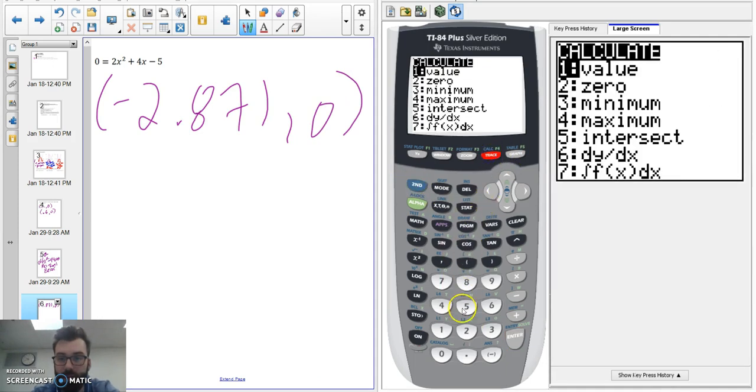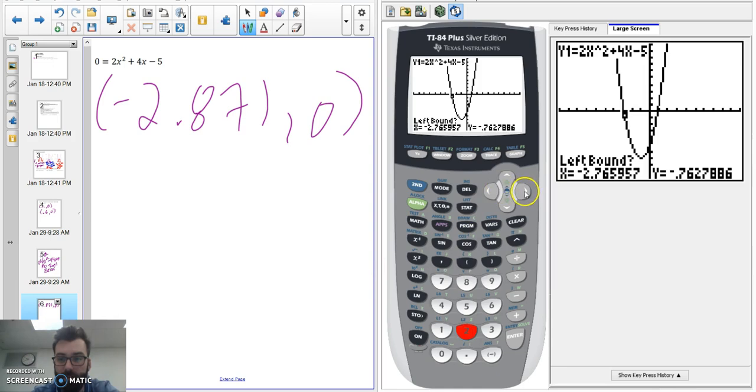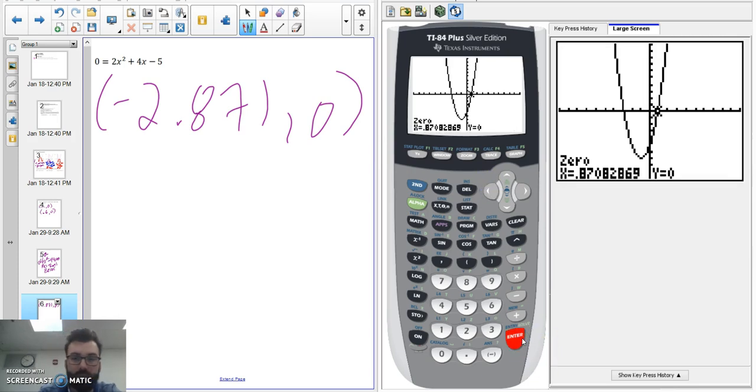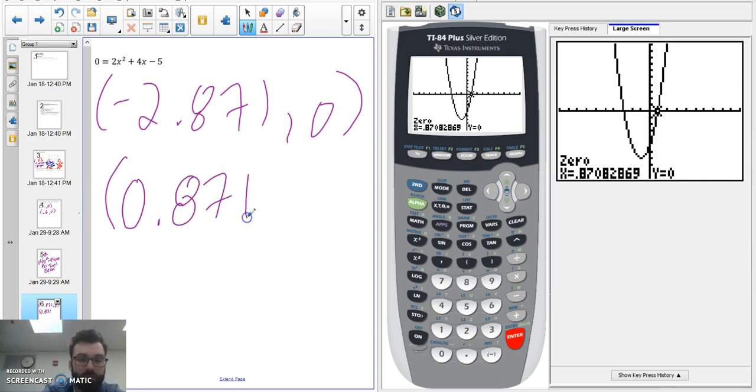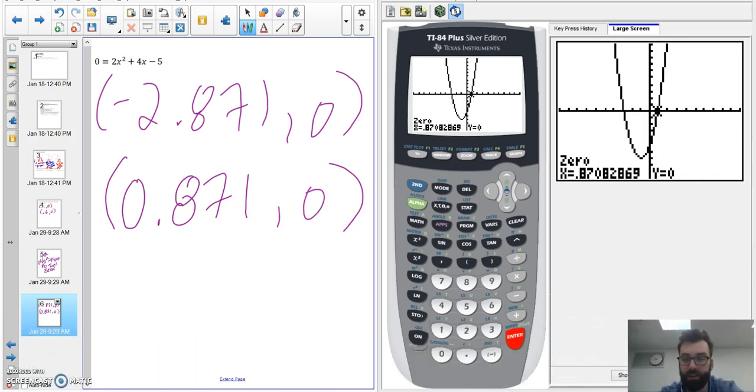Second trace, let's do that again. 0. All right, move the Spider-Man to the left. To the left side, press enter. Move it to the right side, press enter. Move it on it. Press enter. 0.871, comma 0. Wow. Those are our roots, and that's how you find those roots graphically.